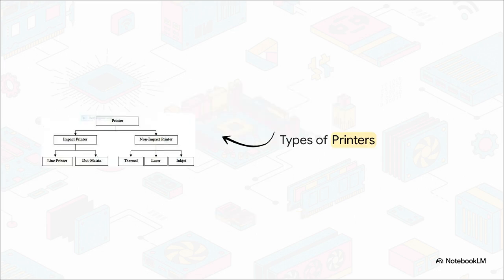Now, when we actually need hard copy output, we turn to printers. This hierarchy tree is a phenomenal tool for troubleshooting in the field. Notice how it immediately splits all printers into two distinct families: impact printers and non-impact printers. Knowing which branch of this tree your hardware falls under dictates your entire maintenance and troubleshooting approach.